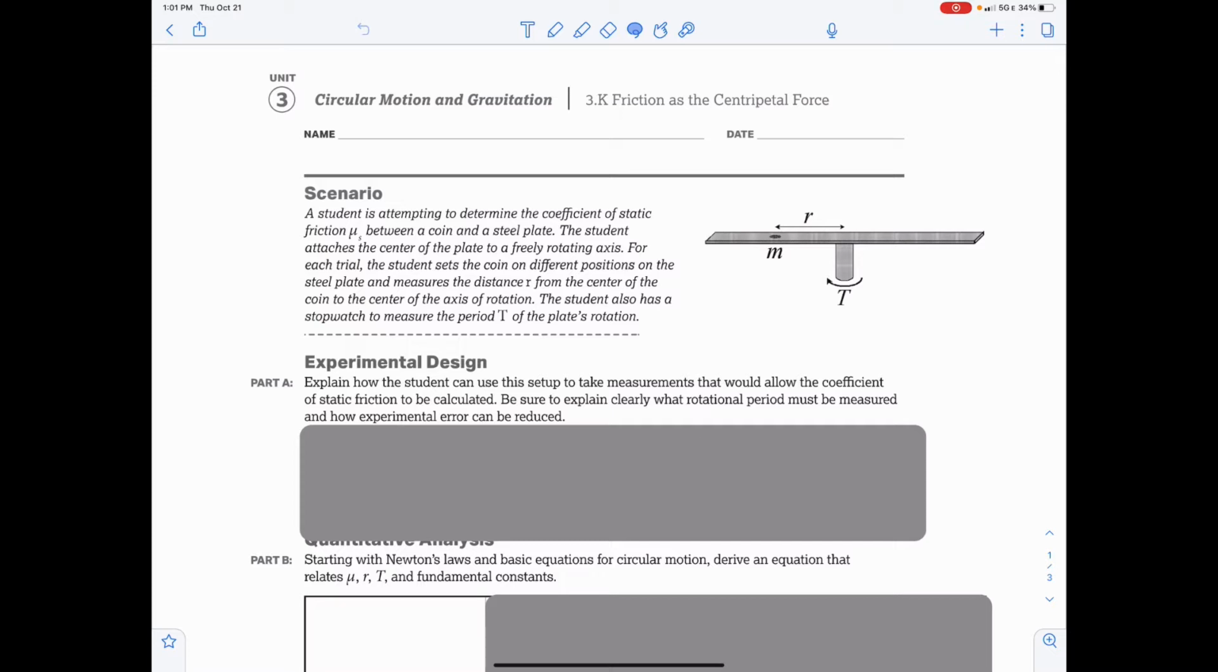A student is attempting to determine the coefficient of static friction mu sub s between a coin and a steel plate. The student attaches the center of the plate to a freely rotating axis. For each trial, the student sets the coin on different positions in the steel plate and measures the distance r from the center of the coin to the center of the axis of rotation. The student also has a stopwatch to measure the period of the plate's rotation. Recall, the period is the time it takes for one revolution.